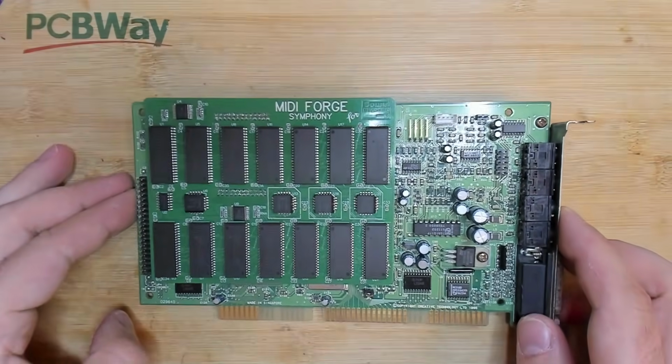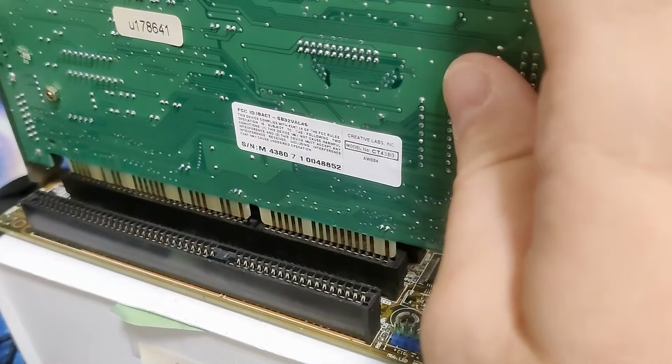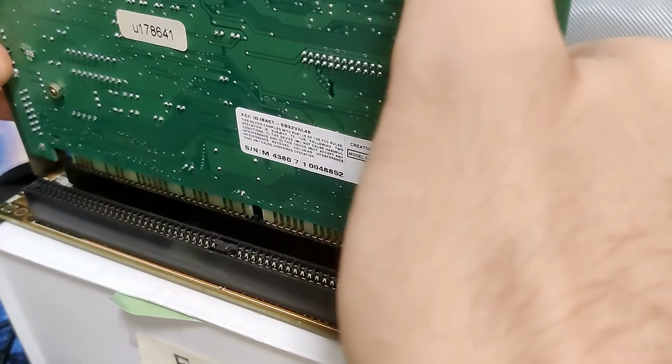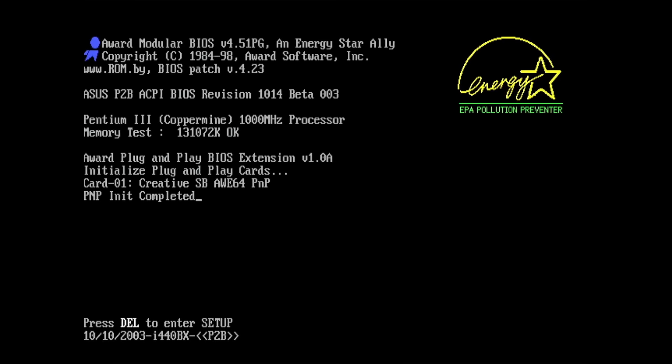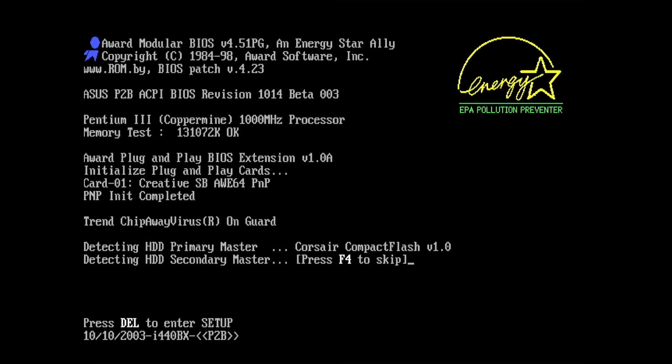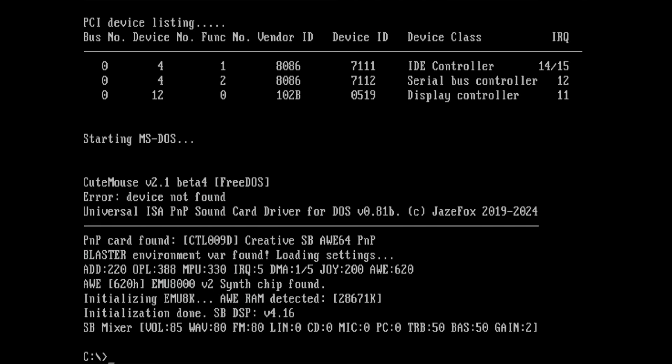Wow, that's pretty cool. Now it just has to work. Yes, yes. Please, 28 megabytes. Please, please, please, please. Okay, moment of truth. Moment of truth. Yes! 28,671 kilobytes.